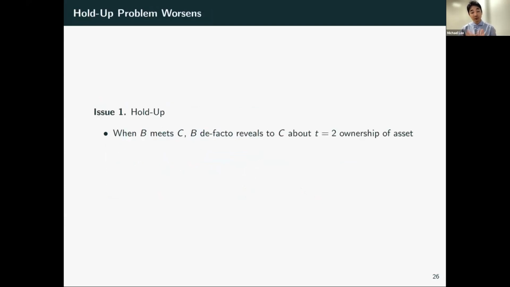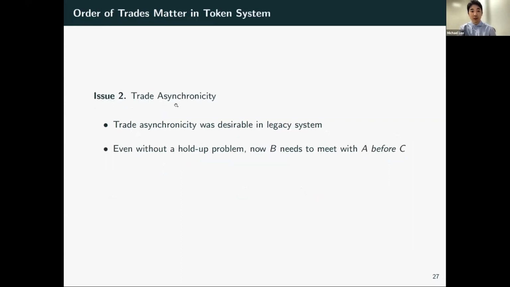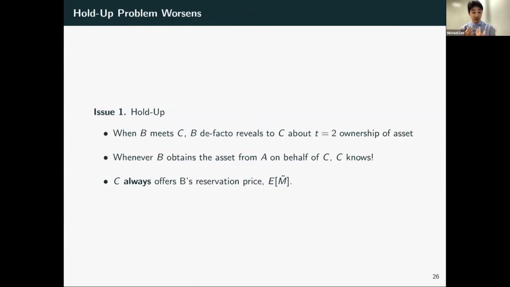So the first issue is the holdup problem. Now, whenever B meets with C, B de facto reveals to C that actually I do own the asset at time 2 because I've traded with A. So this means that even just as before, we have a holdup problem, but now with certainty, C can ensure that B has already obtained the asset. C's optimal offer is always to offer B's reservation price. In other words, the holdup problem is worsened.